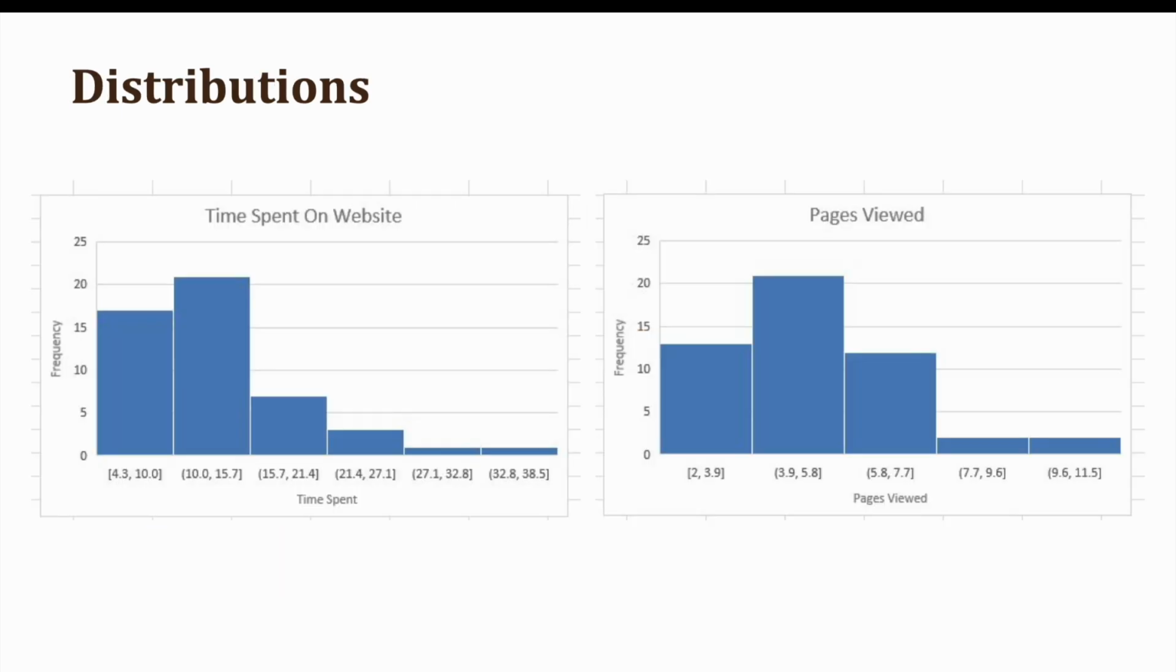Now let's look at how these are actually distributed. On the left here is time spent, and as you can see, the tallest bar is the 10 to 15.7 minute range, with 21 out of 50 customers landing right there. Notice how the chart leans to the left and tapers off? That's a right skewed distribution, meaning most people are on the quicker side and only a handful stay on for 20, 25, 30 plus minutes. And pages viewed on the right looks really similar. The bulk of customers are viewing somewhere around 4 to 6 pages, and barely anyone goes past 8. So people aren't exploring the entire catalog, they browse a little and then make a decision.